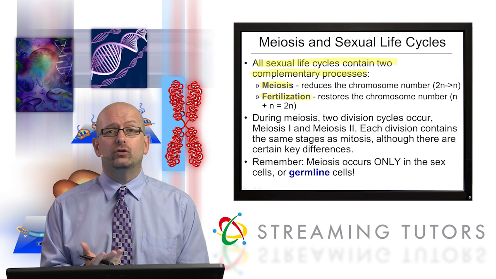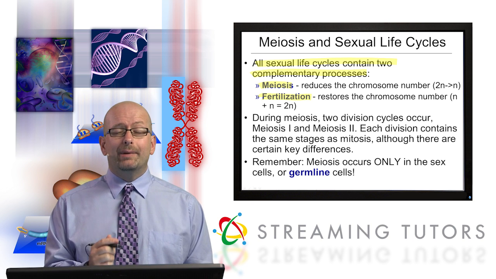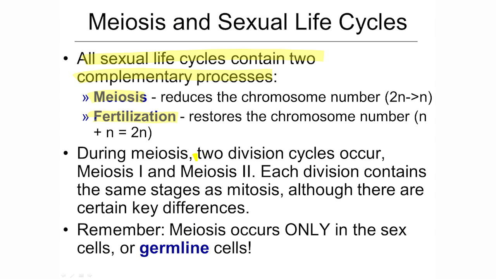Now, how does meiosis accomplish this? During meiosis, it turns out that two complete division cycles occur, meiosis 1 and meiosis 2, aptly named, and each division has the same stages as those in mitosis. So there's, in other words, prophase 1, metaphase 1, anaphase 1, telophase 1. Then there's prophase 2, metaphase 2, anaphase 2, and telophase 2.